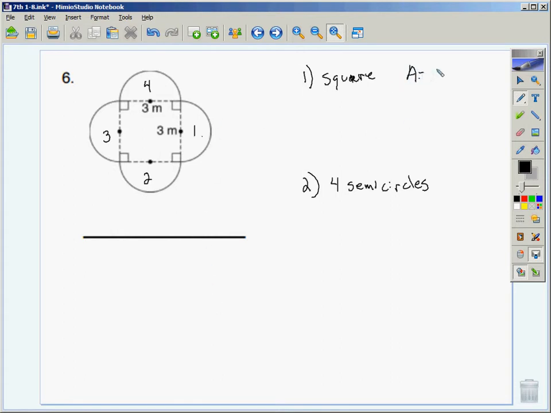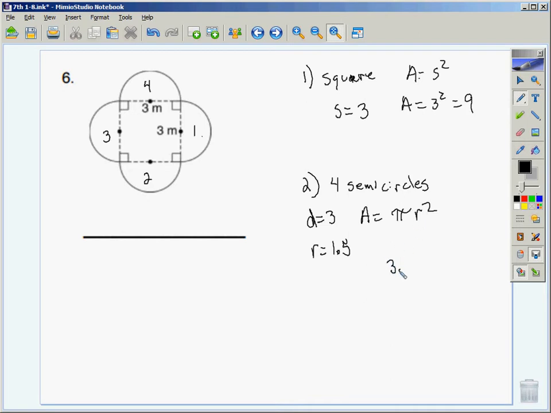Area of a square is the side squared. How big is the side of the square? 3. So the area of the square is 3 squared, or 9. Area of a circle, pi r squared. Okay? What's the radius? The radius is not 3. What's the radius? 1.5. Remember, the 3 is the what? Diameter, and I've got to divide it by 2.